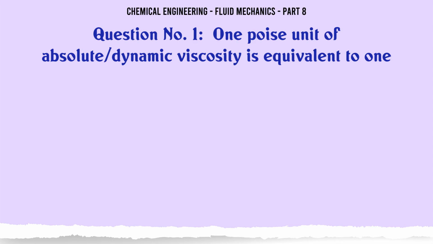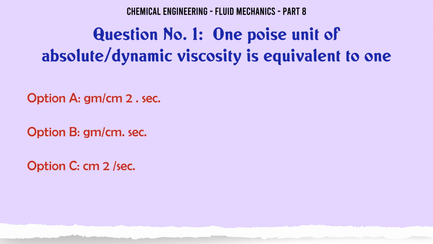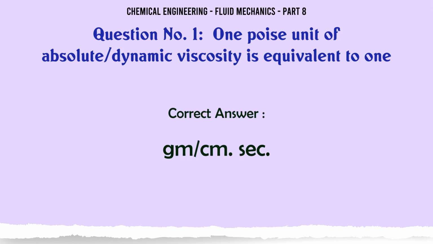1 Poise unit of absolute dynamic viscosity is equivalent to 1: A. gm/cm²·sec, B. gm/cm·sec, C. cm²/sec, D. m²/sec.